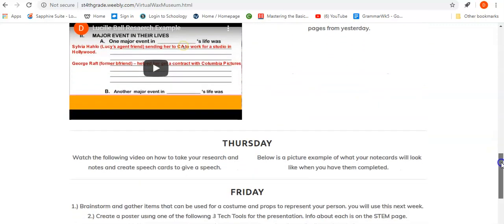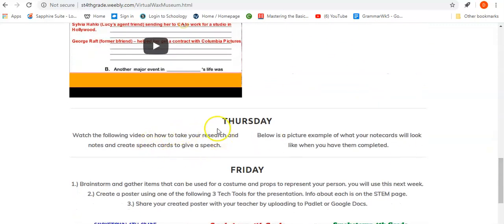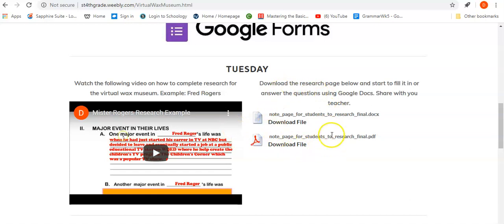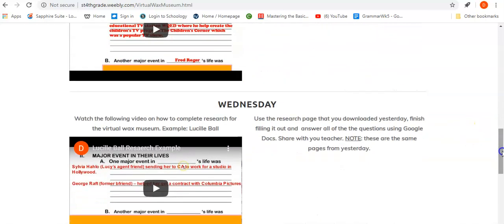Today is day 4. We are going to be creating research note cards to give a speech in the first person. You can look at the examples we've posted on the website to the right or follow this video to help guide you. What you're going to need to do is take your notes from Tuesday, which you hopefully completed on Wednesday, and create a note card that looks like this.